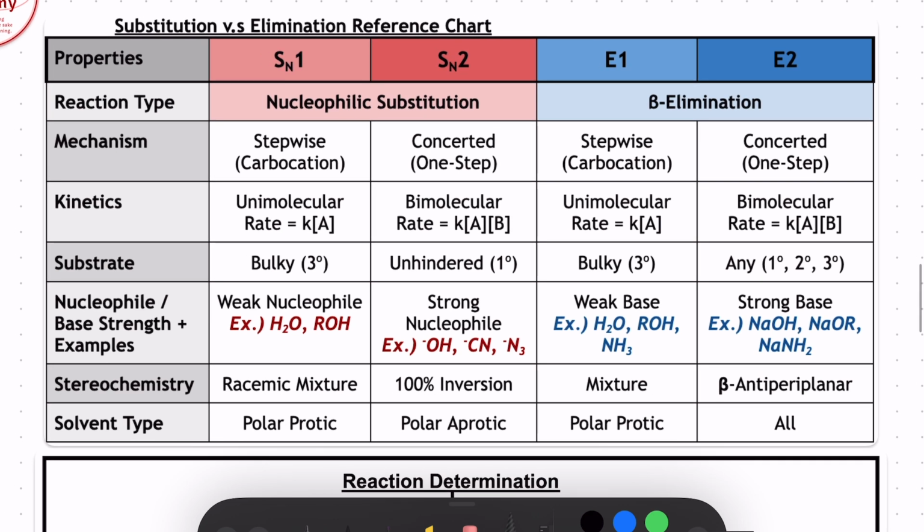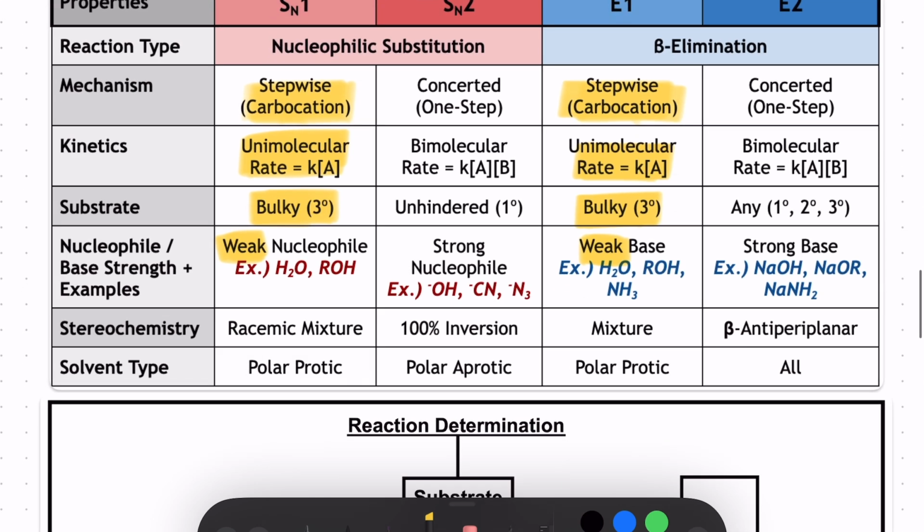So you might recognize this table. We've been filling out this table in each of these four videos for each of these corresponding reactions. And now that we've filled the whole thing out, added some details, we can really start to see how things are comparing. So the first thing I'm going to do is compare SN1 and E1. We can see that they are both stepwise. They're both unimolecular. They both like bulky substrates. They both require a weak reagent, not the same reagent. SN1 is a nucleophile, E1 is a base, but both weak regardless. Both of these end up with a mixture of some sort, and both of these have polar protic solvents.